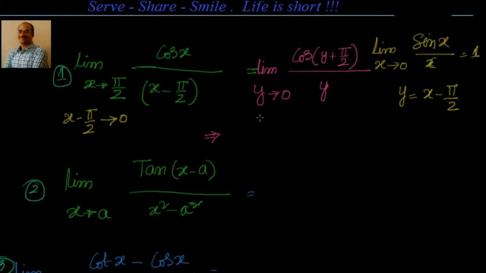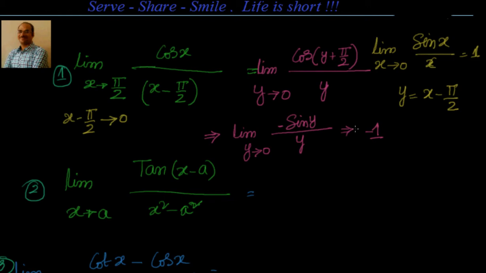Now what will be the next step for this? As y tends to 0, what is cos of pi by 2 plus y? Cos of pi by 2 plus y is cos 90 plus y. You are going into the second quadrant. Cos is negative there, but since it is pi by 2, it will become sine. So I will say limit y tends to 0, cos of pi by 2 plus y is minus sine y divided by y. Now if you take minus out, you can see that this is nothing but equal to minus 1, because as y tends to 0, sine y by y is equal to 1. So minus into 1 is minus 1.